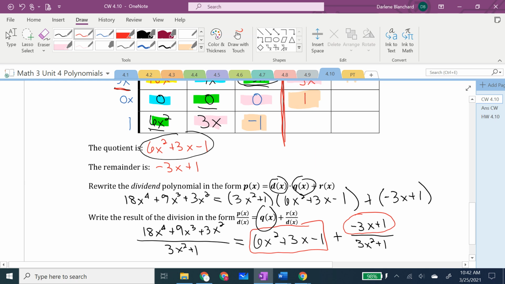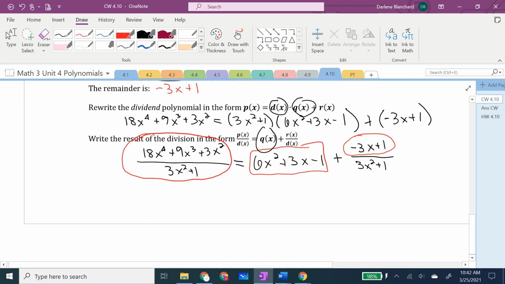So that means that 3x squared plus 1 is not a factor of the 18x to the fourth plus 9x cubed plus 3x squared. But this at least tells you a way to rewrite that division. Because when we go into the next unit and we start looking at rational functions, they are going to look like this. And the division that is done here is going to tell you information. We're not there yet, but I just want you to know that that's why you need to know how to do this division.